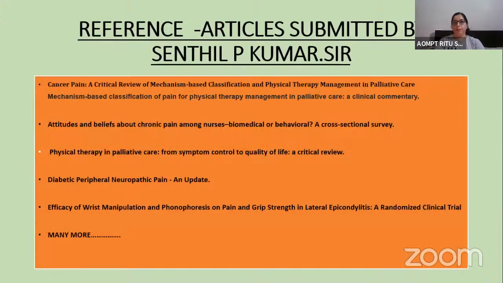And these are the references. I have not taken any other references because these are all the articles of Dr. Senthil sir, which he submitted in PubMed as research papers. These are only a few, but there are so many articles that are very much helpful to see how we can understand pain with mechanism-based reasoning. That is a very important part for all physical therapists. So these are our way of learning about the pain-based mechanism. With the help of these articles, they are very useful.